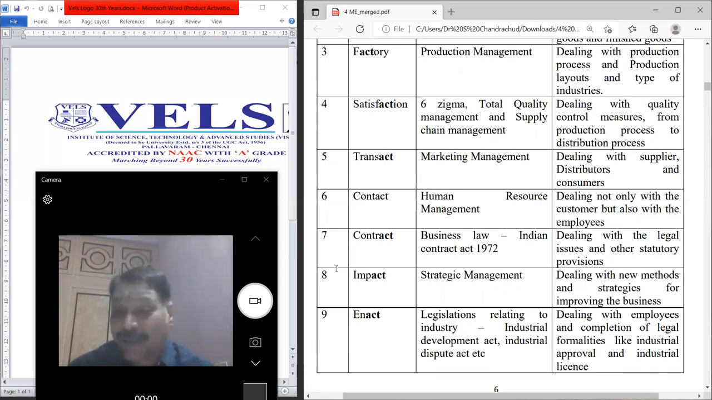Then the legal one, that is contract, business law, Indian Contract Act, all these things, it is your subject. We should know this as a manager. Why? We have to deal with legal issues and other statutory provisions. Then the most important is impact. It is called strategic management in MBA and BCom, dealing with new methods and strategies for improving the business.